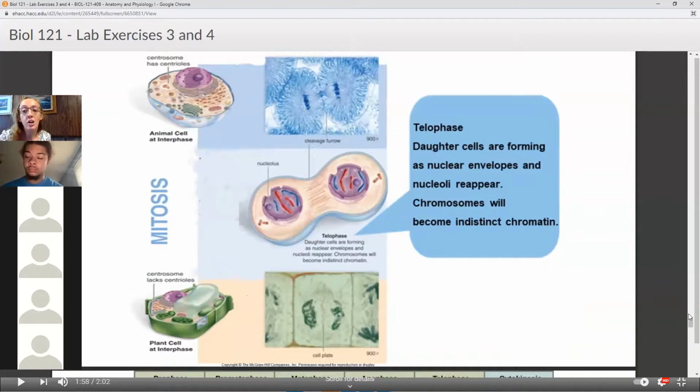Telophase, daughter cells are forming. This is the end. The daughter cells are forming as the nuclear envelope and nucleoli, plural for nucleolus, reappear, and the chromosomes then decondense and become indistinct chromatin. Up here, we're looking at an animal cell. Down here, we're looking at a plant cell. So focus on this because we're talking about human anatomy and physiology.